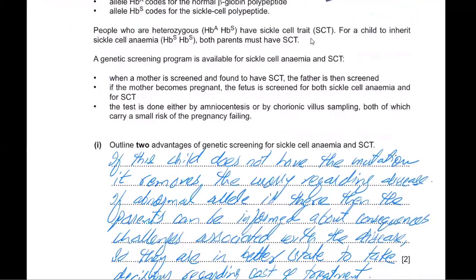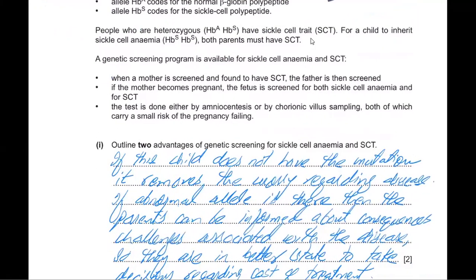A genetic screening program is available for sickle cell trait. When a mother is screened and found to have SCT, the father is then screened. So this is the screening of the parents, the mother is being screened, the father is being screened. This is before fertilization occurs. If the mother becomes pregnant, the fetus is screened for both sickle cell anemia and SCT.